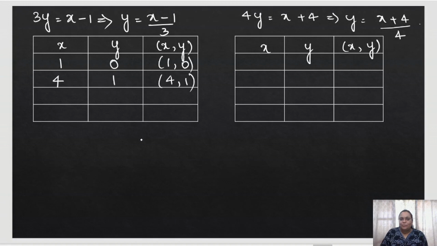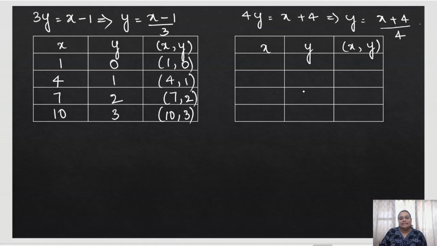So we need to take the point in such a way that it is divisible by 3. Let us take x is equal to 7. 7 minus 1 is 6. 6 by 3 is 2. The points are 7 and 2. Now let us take x is equal to 10, which is 10 minus 1 is 9. 9 by 3 is 3. So the points are 10 and 3.